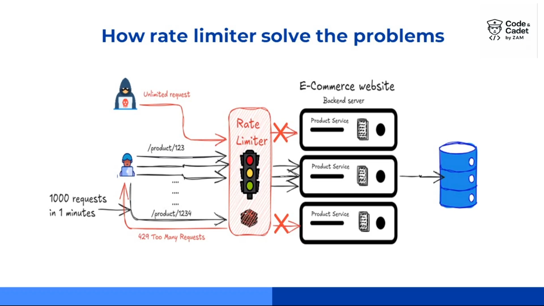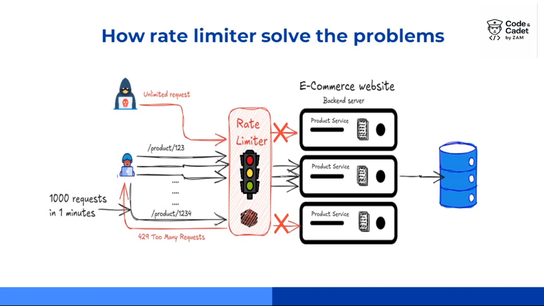Even if a normal user or maybe some automated script accidentally goes over the limit, they'll simply get a response like 429 too many requests, which means they've hit the cap and need to wait before sending more.